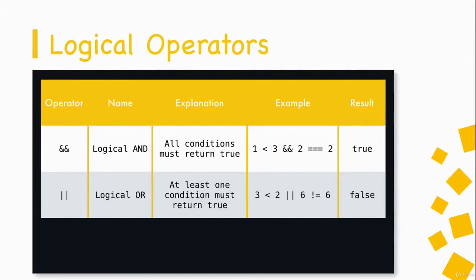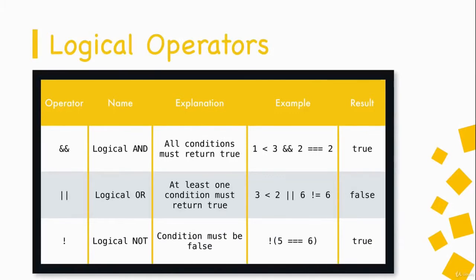And you also have the logical OR operator, which is written as double pipe symbols. The logical OR operator returns true if at least one condition returns true. So in this case, 3 is less than 2 or 6 is not equal to 6 ultimately returns false. Why? Because neither of them is true. 3 is less than 2 is false and 6 is not equal to 6 is false as well. That's why ultimately the full calculation results in false. But if among several conditions only one of them returned true, then the whole value would return true.